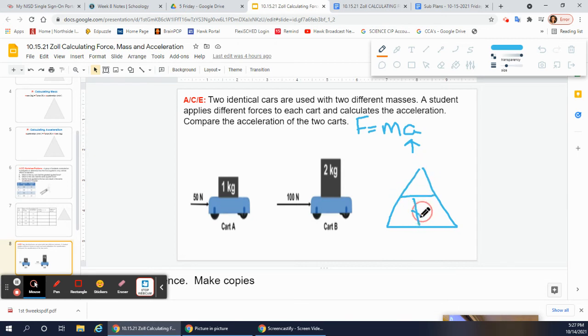Okay, multiplication goes across, division goes up and down. So we're going to place this inside here. It reads mass times acceleration. The only place to place the force is up top. I want to find a formula for acceleration. So acceleration equals what? Cover up the variable you're looking for, and your formula reads force divided by mass.